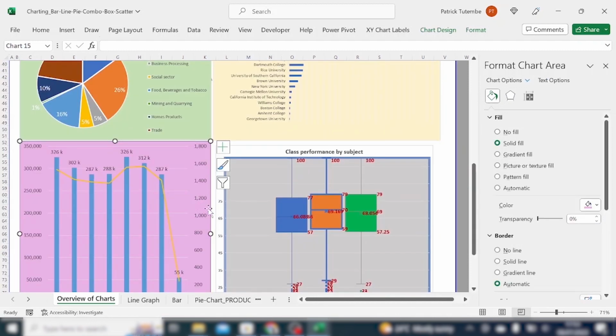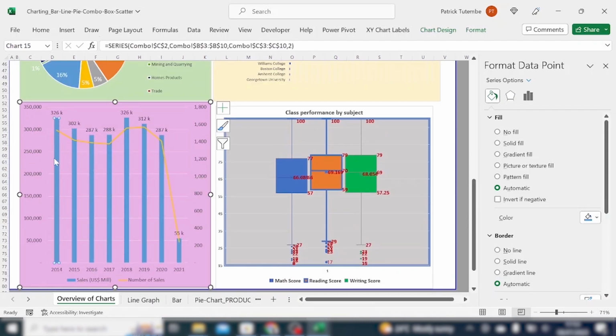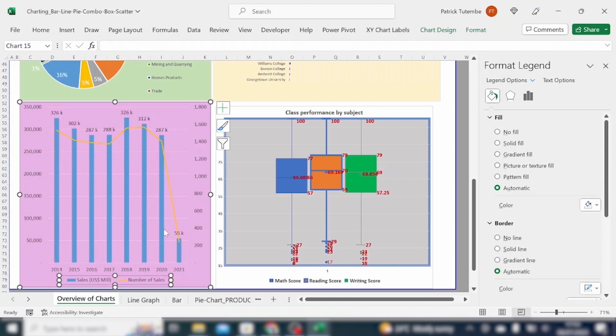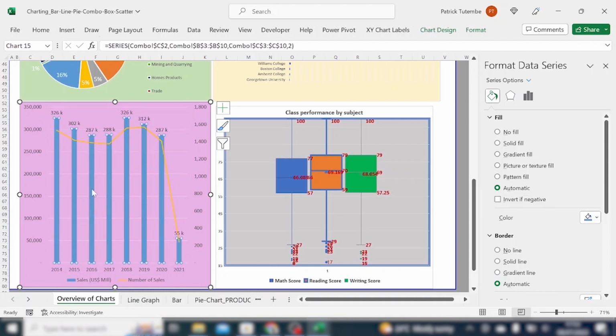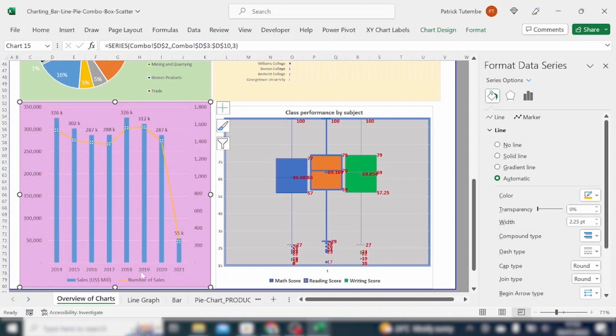Then we have a combo chart. A combo chart basically combines different types of charts into a single visualization, allowing for the presentation of multiple data series and their relationships. For example, we have here a graph that shows the sales volumes, both in amounts, in terms of monetary values, and also in the number of sales made. So we can see that the monetary values are represented by columns, while the number of sales made by the company across the different years are shown by a line chart.